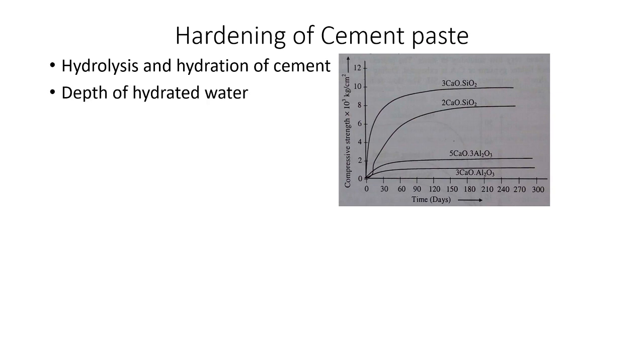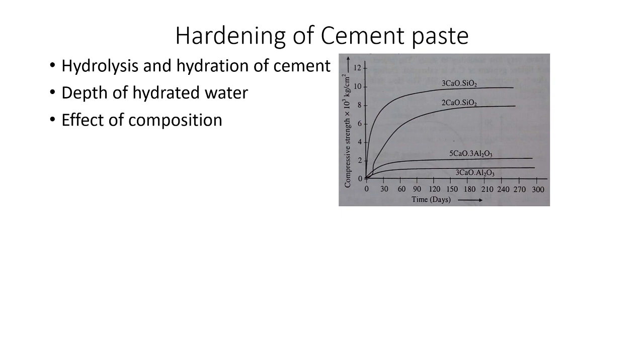The next is depth of hydrated layer. It is observed that the depth of the hydrated layer in a typical Portland cement clinker was 0.5 microns in 28 days and 5 microns in 90 days. So addition of gypsum increases the penetration of the hydrated layer. Means as the water penetrates inside, more strength will be developed.